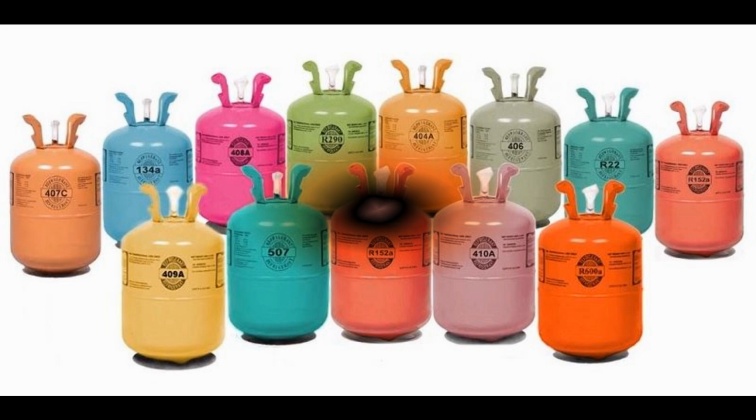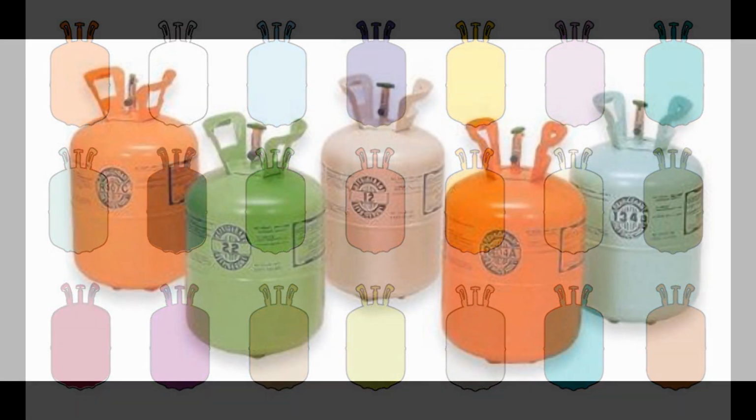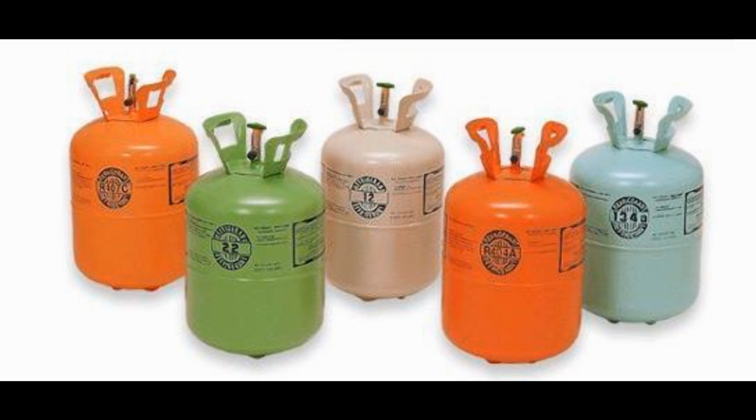Here are a few examples of different types of refrigerants that have been used in refrigeration and air conditioning systems. 1. Chlorofluorocarbons, CFCs. These refrigerants have been phased out due to their harmful effect on the ozone layer. 2. Hydrochlorofluorocarbons, HCFCs. These refrigerants are also being phased out due to their negative impact on the ozone layer. 3. Hydrofluorocarbons, HFCs. These refrigerants do not contain chlorine, so they do not harm the ozone layer, but they are greenhouse gases and contribute to global warming.